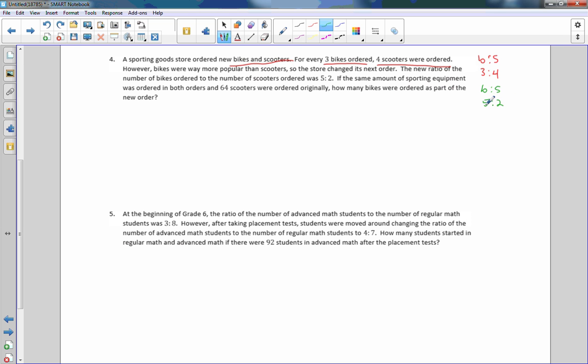3 plus 4 is 7, 5 plus 2 is 7, so our totals are the same, so we can do a tape diagram like we've been doing. If the same amount of sporting equipment was ordered in both orders and 64 scooters were ordered originally, and so on and so on. So let's set this up. So I'm going to put first order.